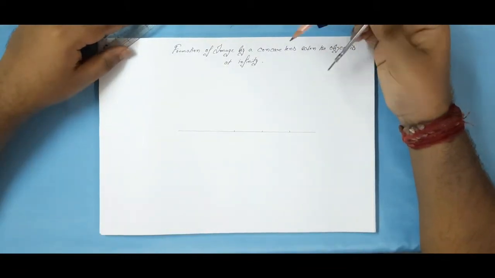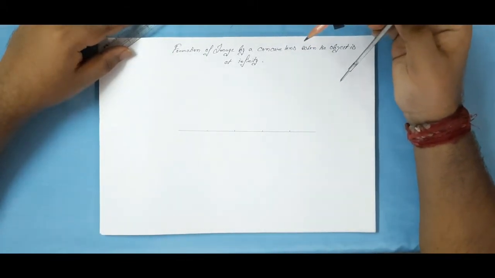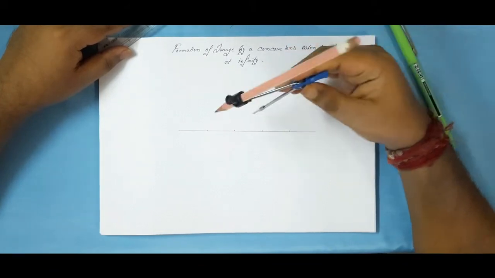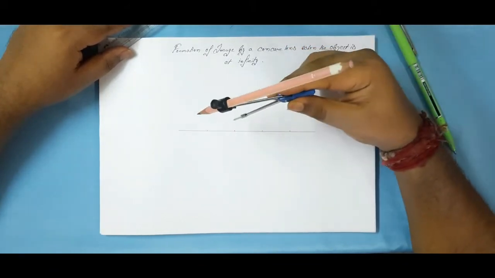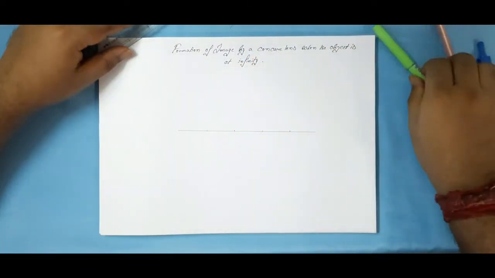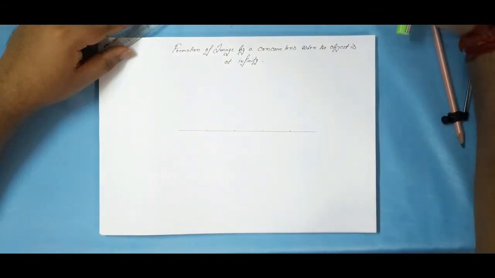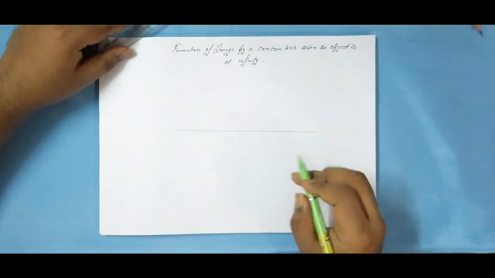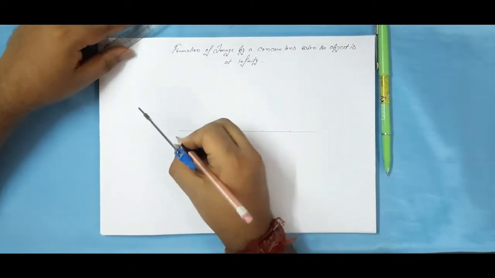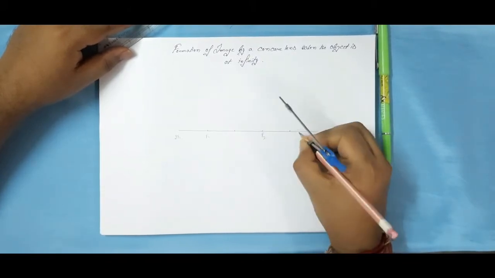Now is the turn for the concave lens. Formation of image by a concave lens when the object is at infinity. When the object is placed at infinity, so again I am drawing a line and dividing it equally into 4 parts. Now f1, f1, f2 to f2.